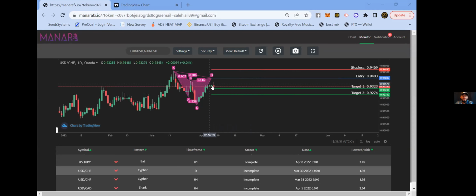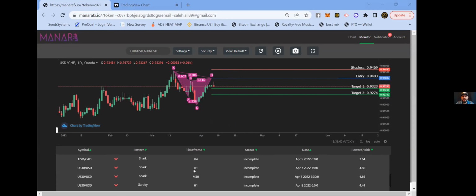Because although this looks like a small move, that's a rather large move for price to hit our entry and then go into our targets. This is like thousands of pips in movement, hundreds upon hundreds of pips in movement. So please be careful if you ever have your daily time frame set up.